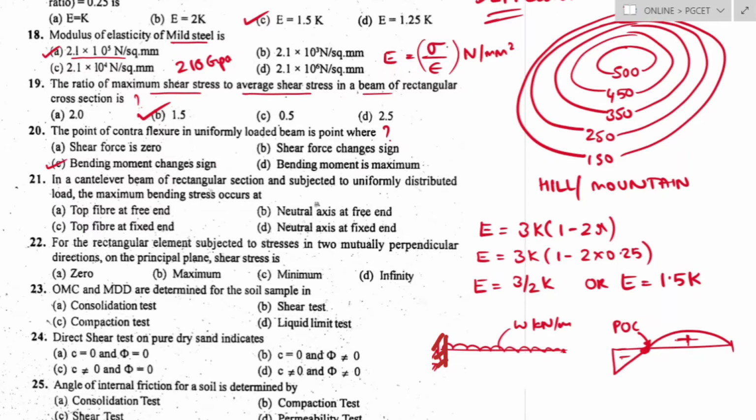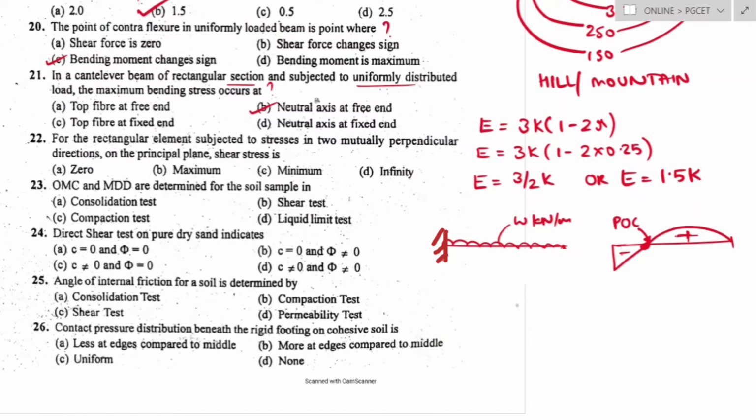Question number 21. In a cantilever beam of a rectangular section subjected to a uniformly distributed load, the maximum bending stress occurs at neutral axis, at free end. Consider a cantilever beam subjected to a concentrated load at a free end, and this is the corresponding bending stress diagram for a cantilever beam. So the maximum bending stress in a cantilever beam occurs at neutral axis of free end.